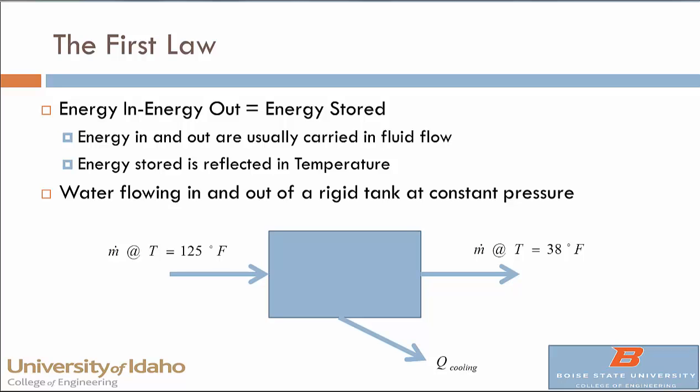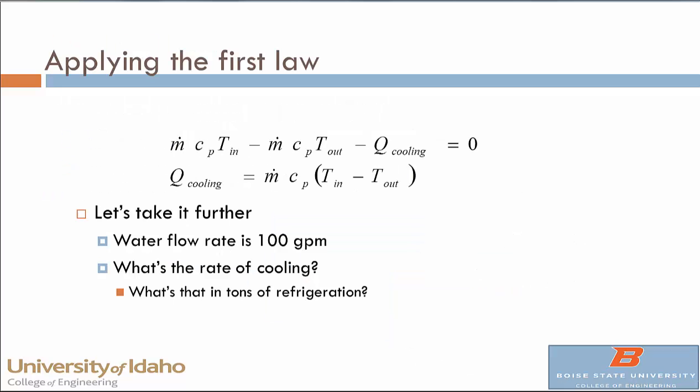So here's an example. I have a rigid tank where I've got water flowing in, water flowing out. We're assuming it's constant pressure and uniform flow rate. In other words, the flows are the same. Inlet temperature is 125 degrees, outlet temperature is 38 degrees, so there must be some heat being removed from this, and we'll call that Q cooling. And this is in essence an example of an industrial cooling process.